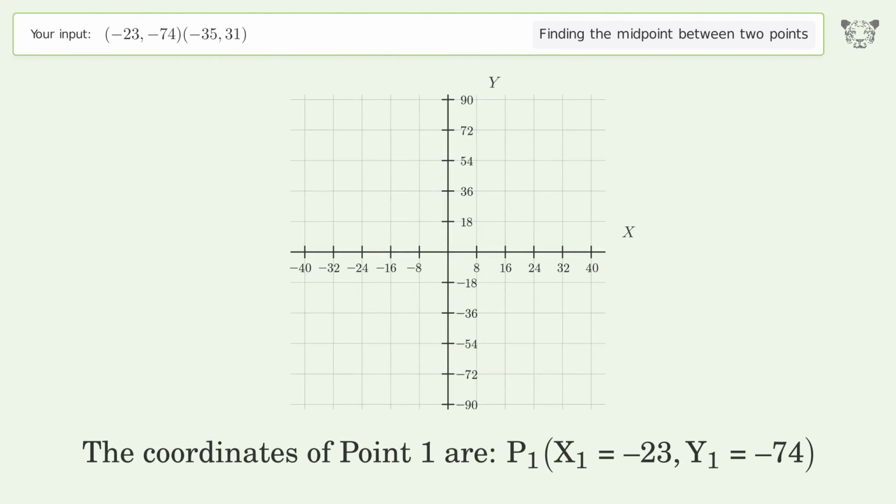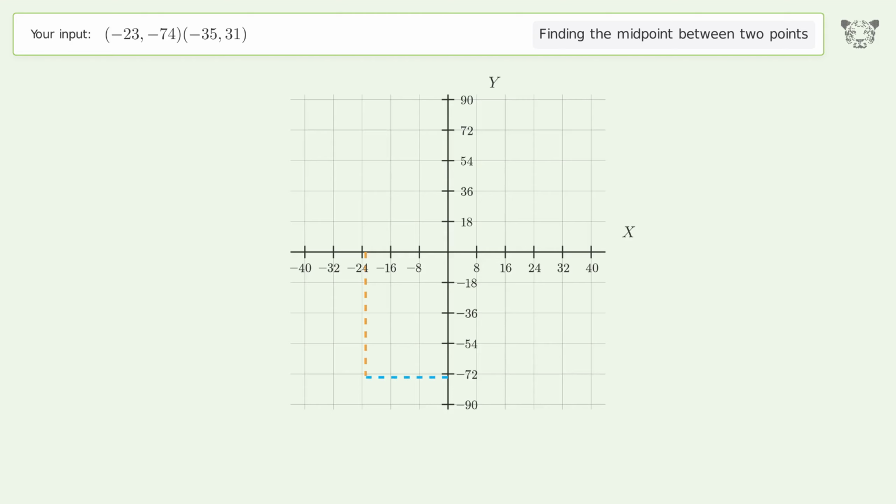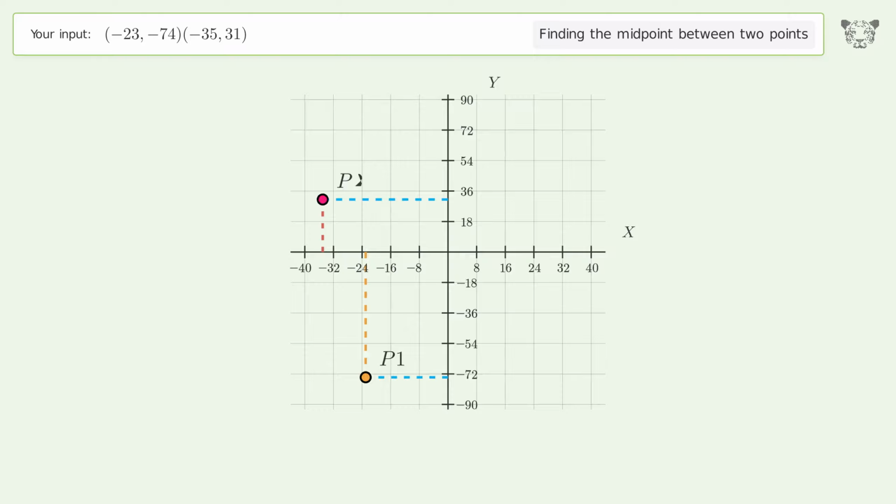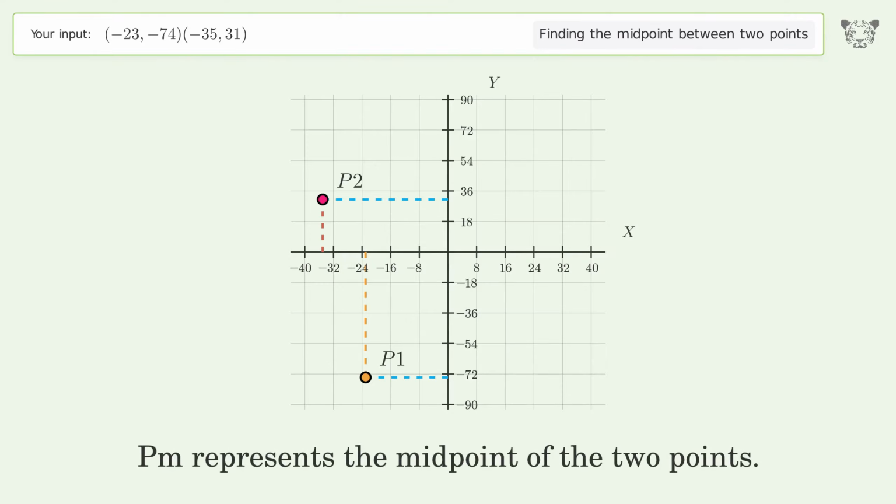The coordinates of point 1 are, x1 equals -23, y1 equals -74. The coordinates of point 2 are, x2 equals -35, y2 equals 31. PM represents the midpoint of the 2 points.